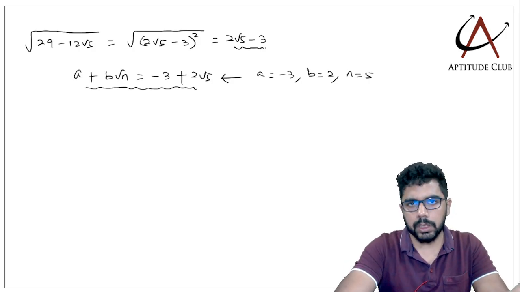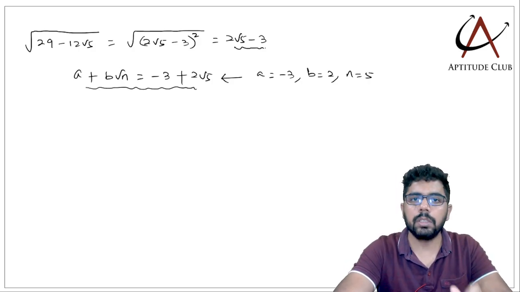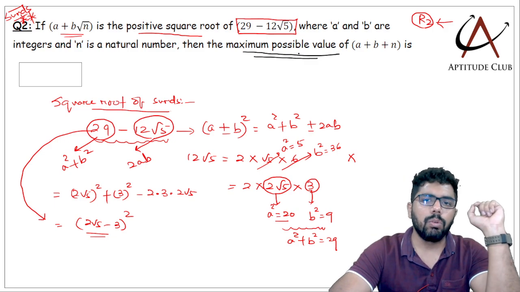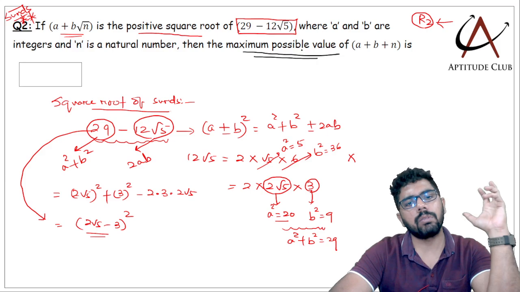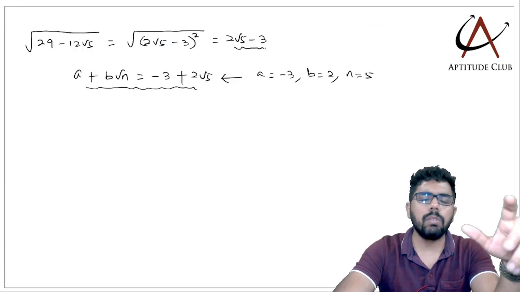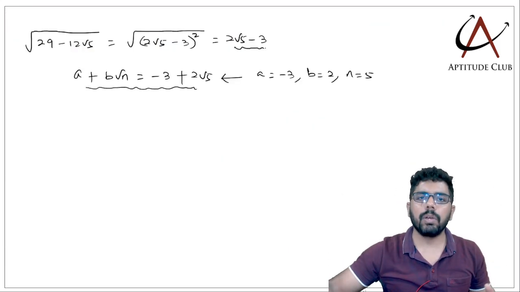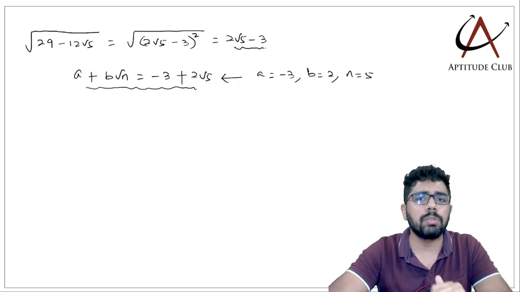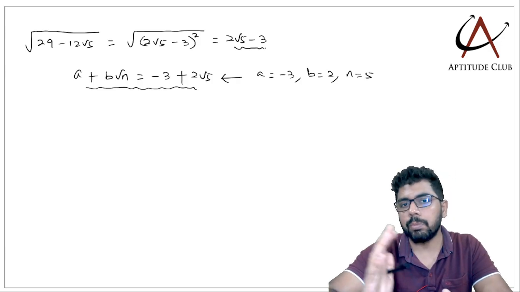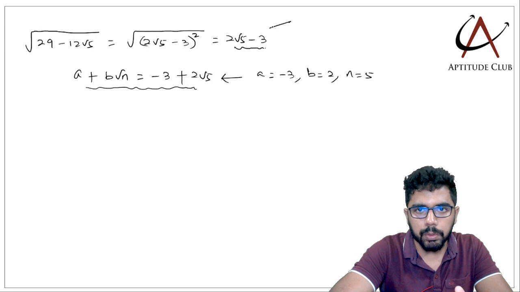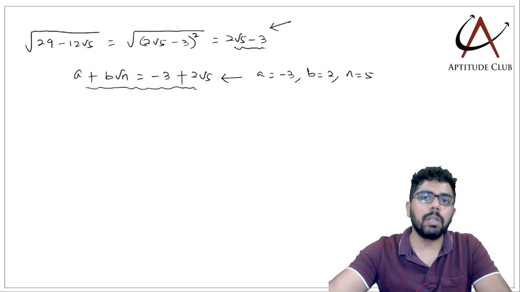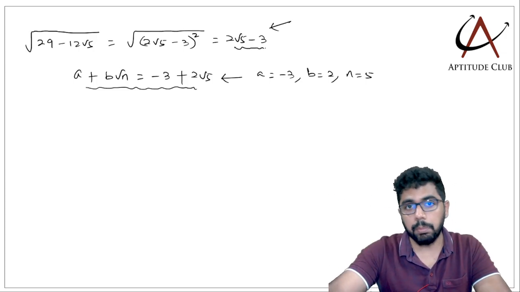Now this part was easy, but the tricky part in the question is that it says, what is the maximum possible value. The moment you read this, why has the question written maximum possible value when I got only one square root? It's not like I got multiple square roots and multiple values of a, b and n. So why is the question writing maximum possible value? It means there are multiple values possible, but the square root is going to be 2 root 5 minus 3. So if there is only one value, how come I'll get multiple values? That is the tricky part in the question.